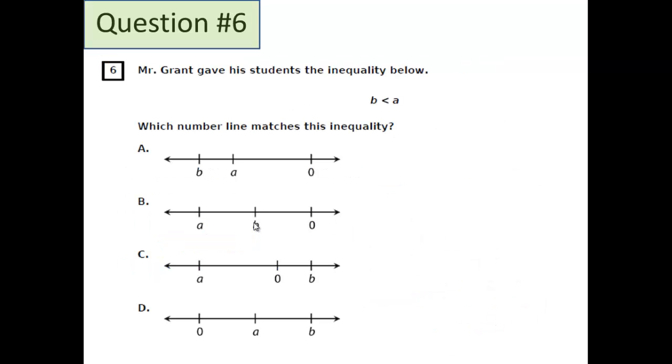Let's move on. Number 6. Mr. Grant gave his students the inequality below. And there it is. A, a Pac-Man, and the letter B. That Pac-Man inequality sign, and the A. Which number line matches this inequality? So clearly this is what we need to focus on.